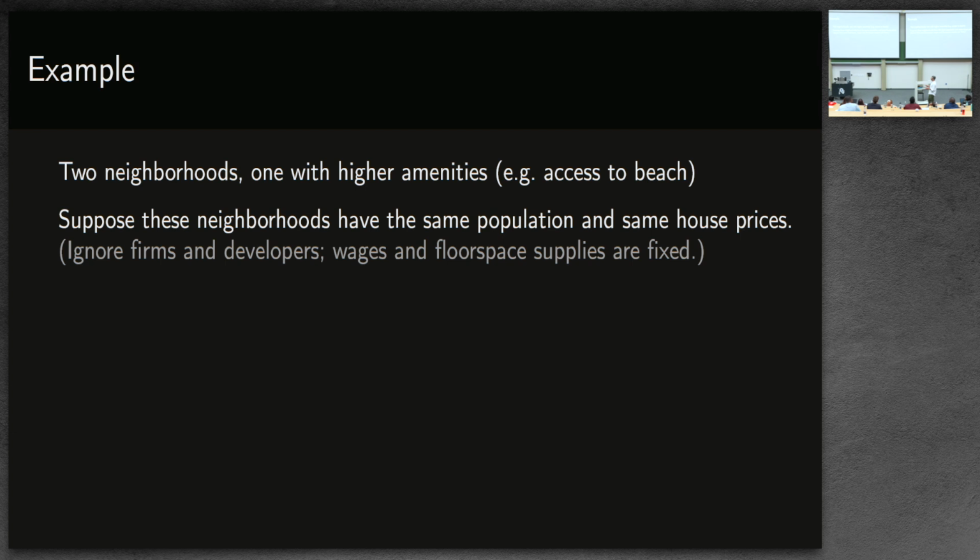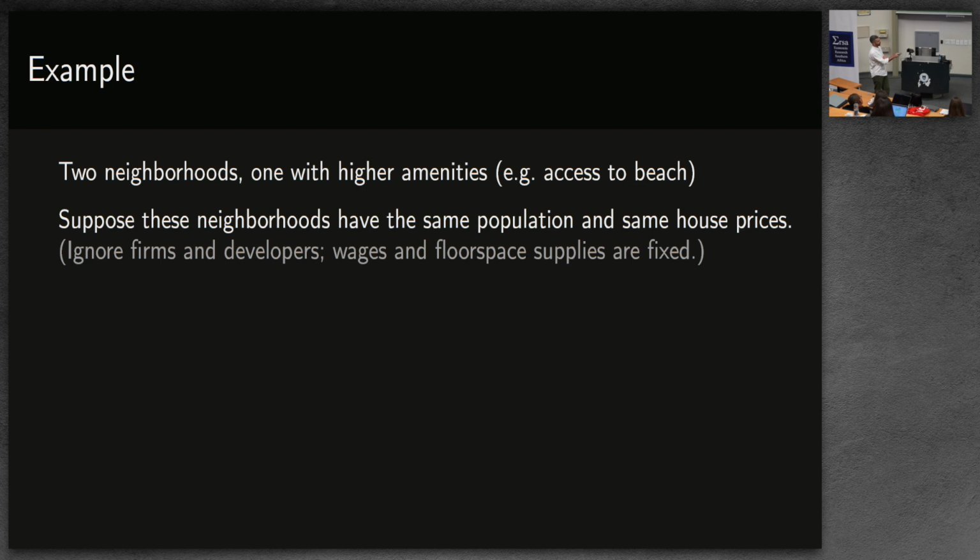Let's suppose we have two neighborhoods, and let's have one that has higher amenities. Let's say one is a beachside neighborhood. People like being close to the beach, so that's going to be a high amenity neighborhood. And then we'll have another neighborhood that's more inland, which is going to have lower amenities relative to living by the beach. Let's suppose that these two neighborhoods have the same population and the same house prices. For the moment, I want to just ignore firms and developers. So just suppose wages and floor space supplies are fixed. We can just ignore them.